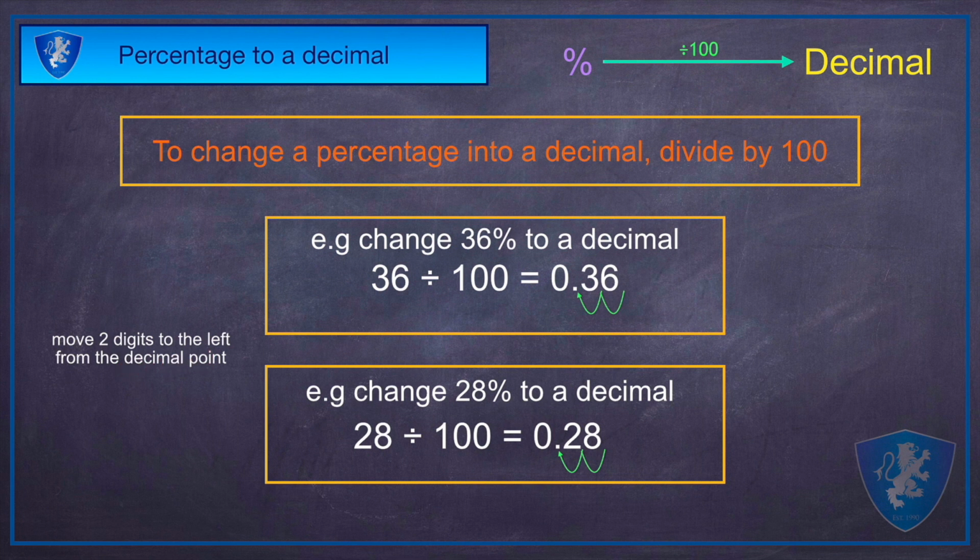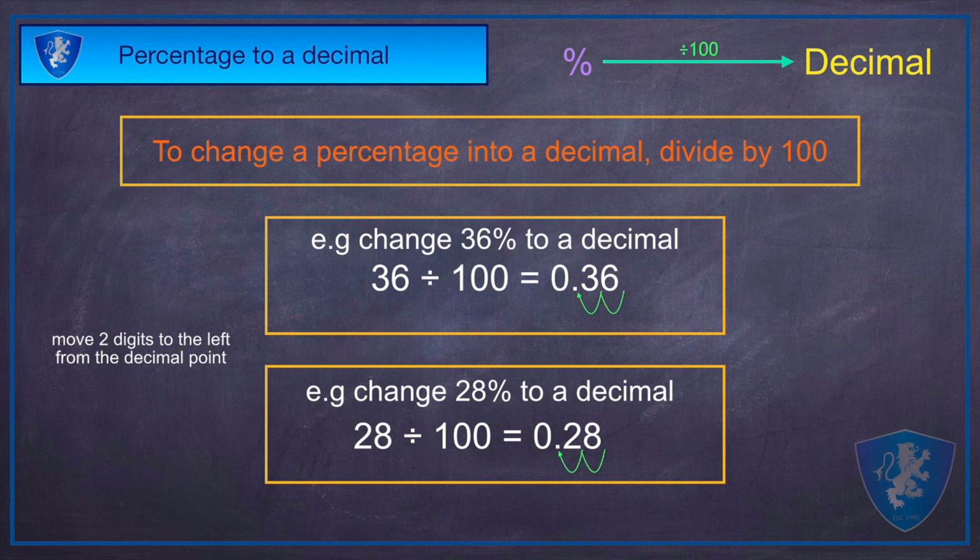So similarly here, 28%, the decimal point is here, by the way. So we move 2 digits to the left and it is 0.28. So recap: percentage to decimal, simply divide by 100. To divide by 100, you move 2 digits to the left from the decimal point.